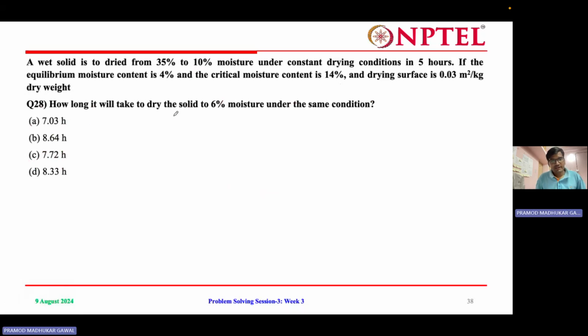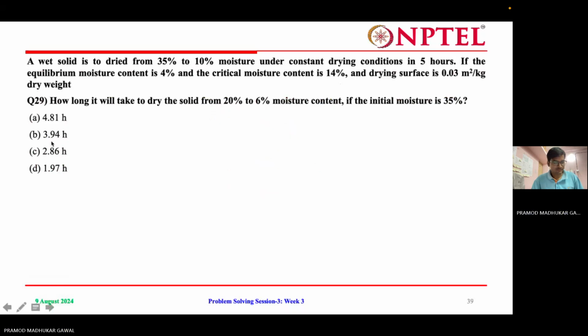Question 28. How long will it take to dry the solid to 6% moisture content under the same conditions? So here Xf is 0.06 over 1 minus 0.06, converted into the dry basis, 0.063, right? So use the same formula to calculate the time. So 7.72 hours. Option C is correct.